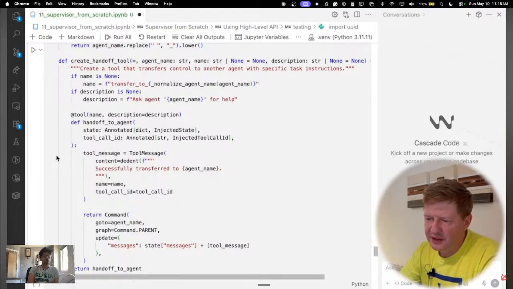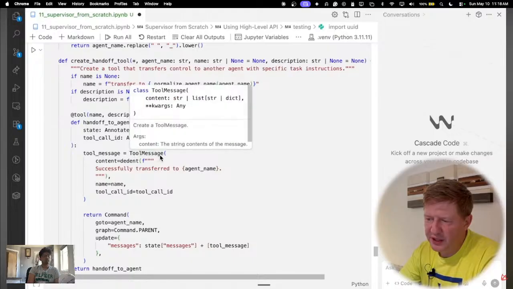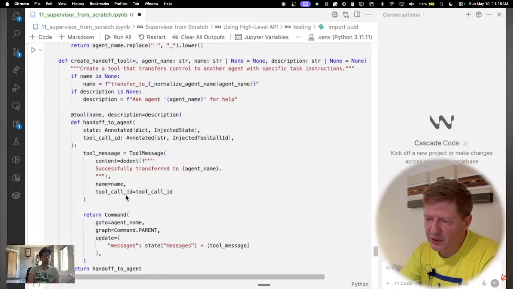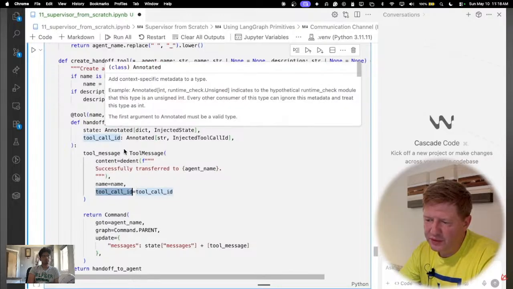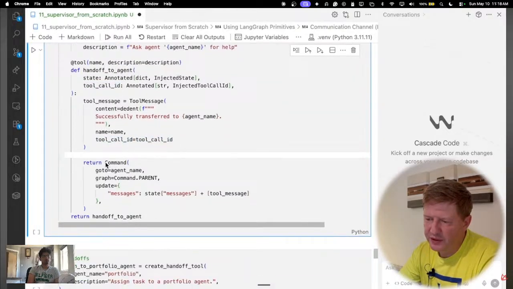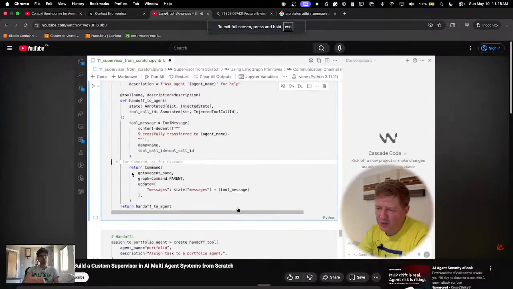And since it's a tool call, we need to create a tool message as a response to the tool call. The important thing here is that we are providing some content, we are providing the name, and then we have to put the same tool call ID. So there's a pair of tool call and tool call response. And finally, we are returning a command where we are saying that the command is to go to a specific agent name, and this is on the scope of the whole graph.